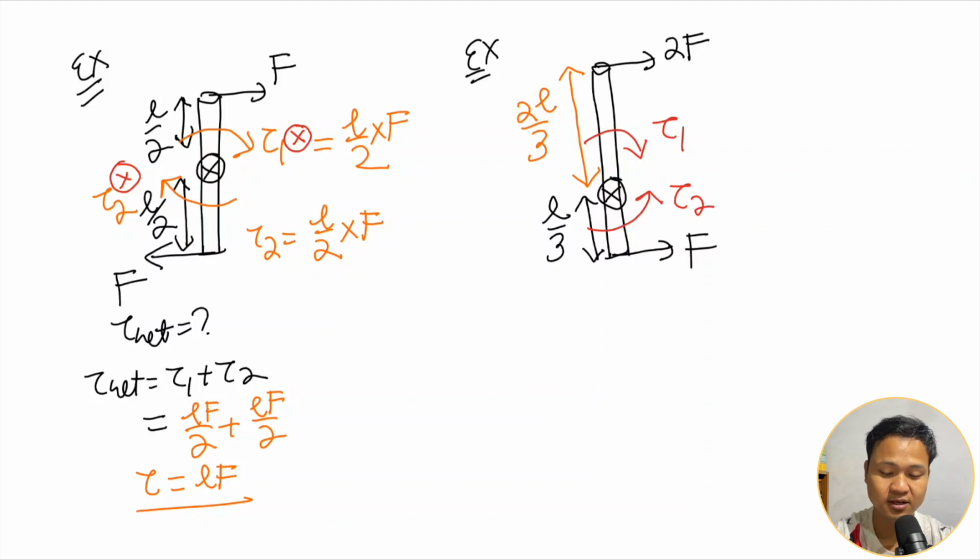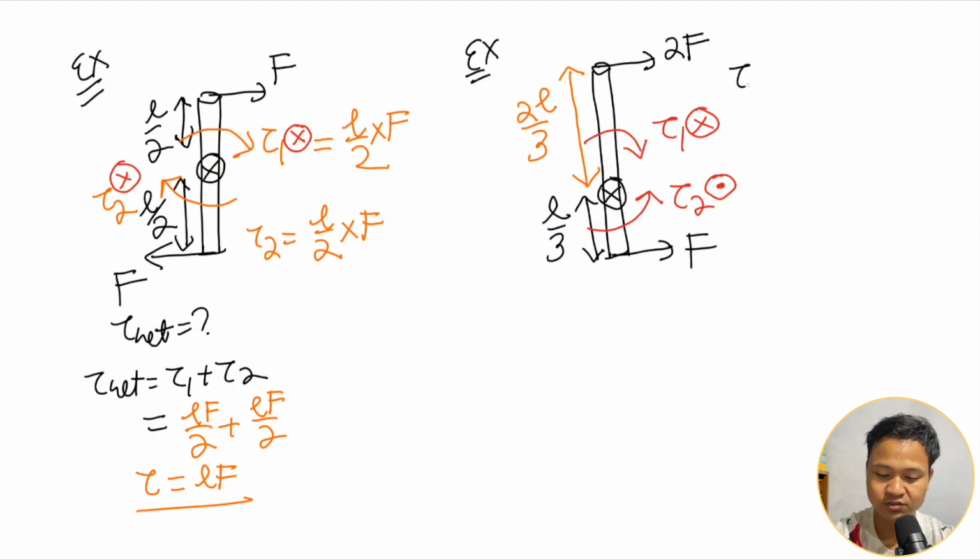Now apply the right hand thumb rule to torque 1, which is inward. Applying the right hand thumb rule to the second torque, it is outward. So here the second torque is outward.